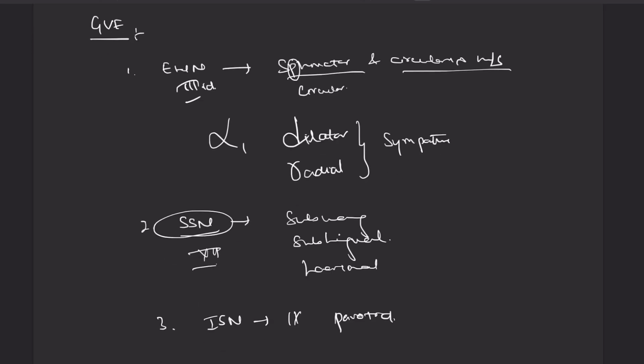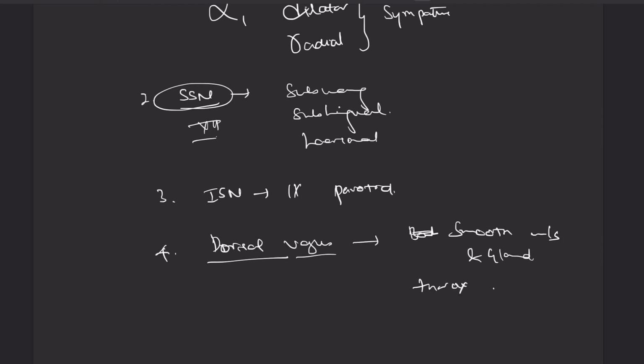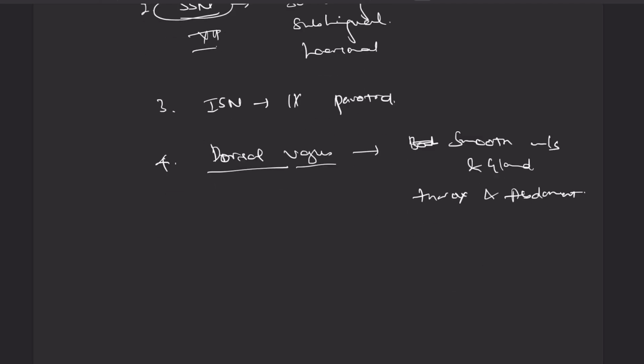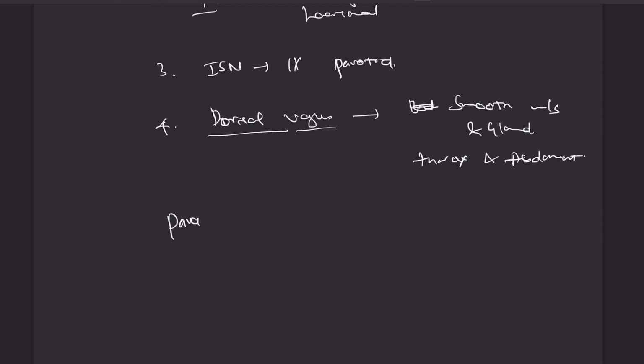Now coming to the dorsal nucleus of vagus. It supplies the smooth muscle and glands of thorax and abdomen. Okay. Now, there are two things which we have to remember: the parasympathetic outflow and the sympathetic outflow.